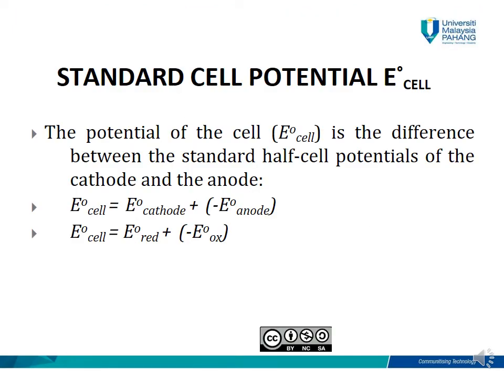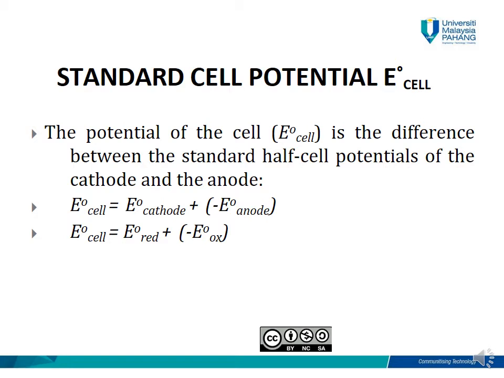Okay, now let's look at the standard cell potential term, the symbol E not cell. So basically, I just call it E not cell, and I hope you understand that I refer to the standard cell potential. E not cell is the difference between the standard half cell potentials of the cathode and the anode. So when we do a redox reaction, we are focusing on these two different electrodes: we have a cathode and also an anode.